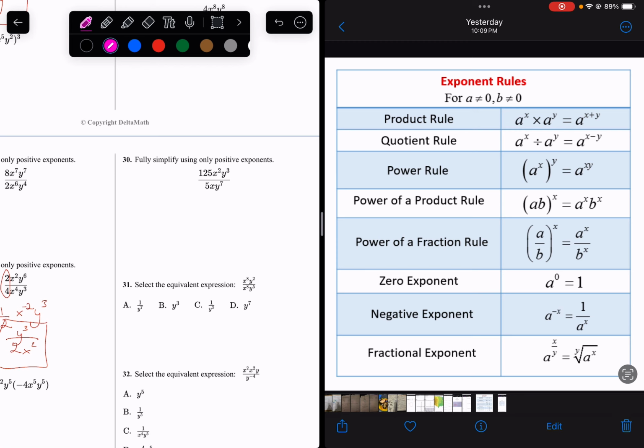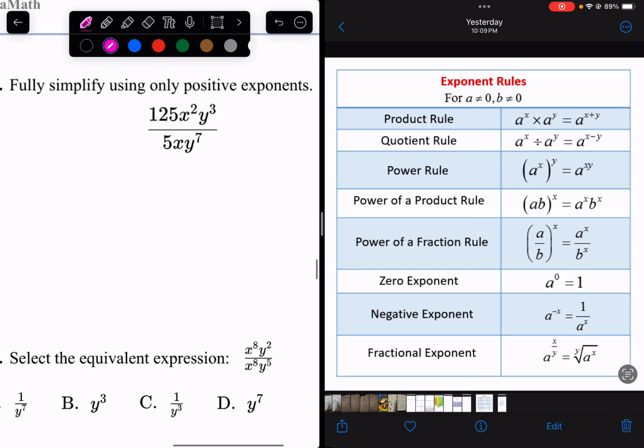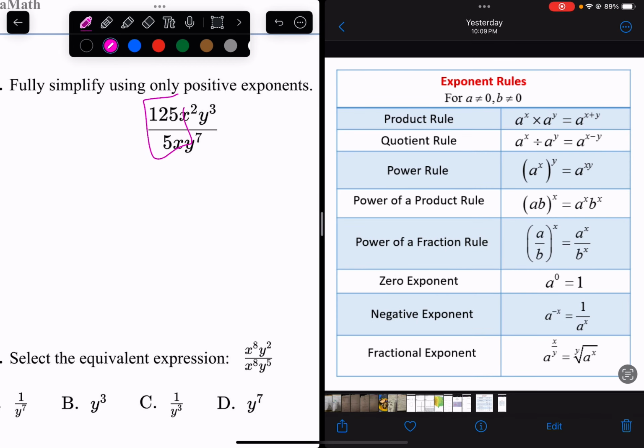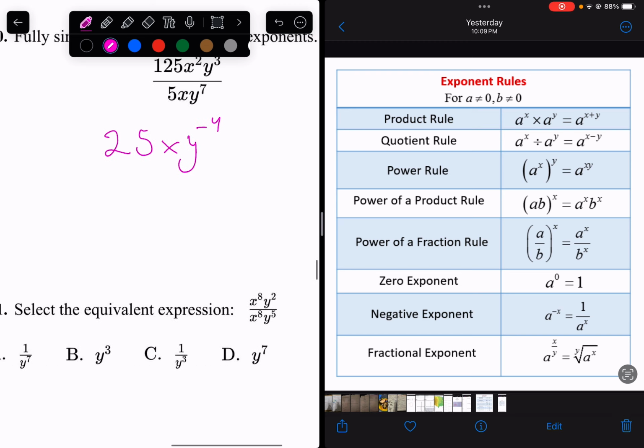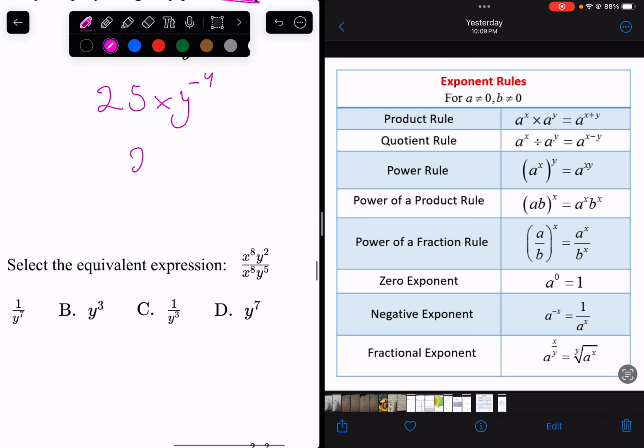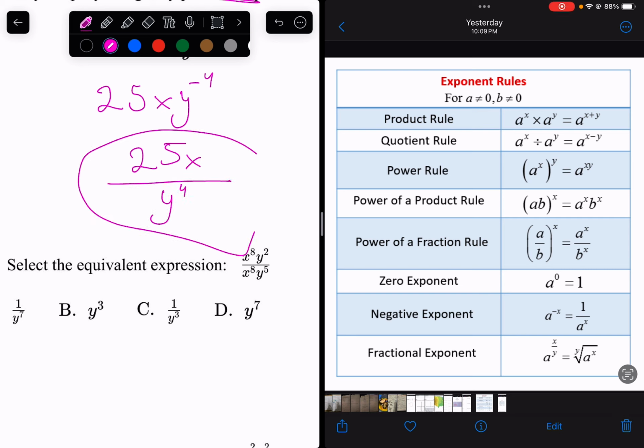Okay. Let's try this one. 125 divided by 5 here is going to give us 25. X squared divided by x is going to give us just x. And y to the third divided by y to the 7th is going to give us y to the negative 4. So when we simplify this and write this with only positive exponents, we end up with a 25. The x stays on top because it has a positive exponent, but the y is going to get booted down to the bottom.